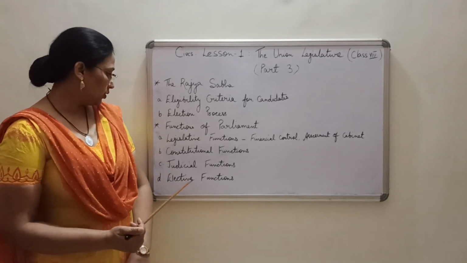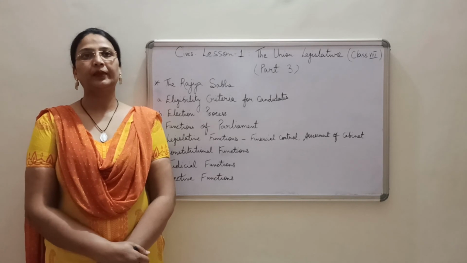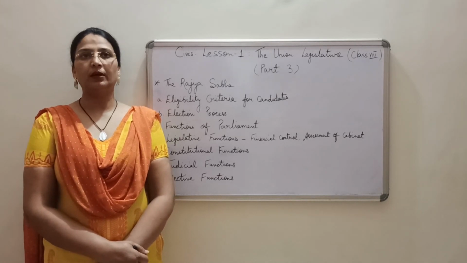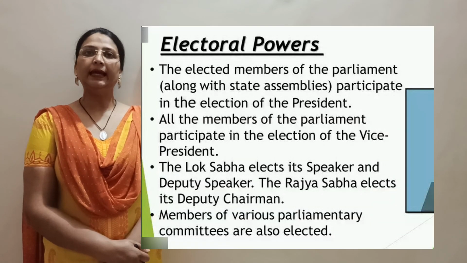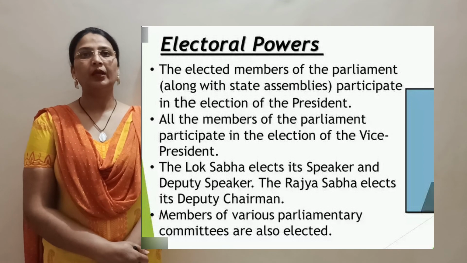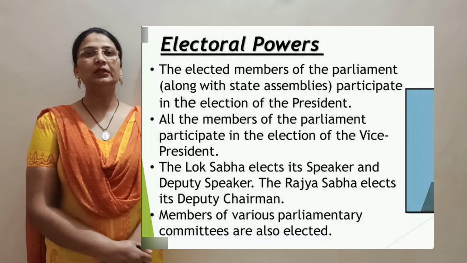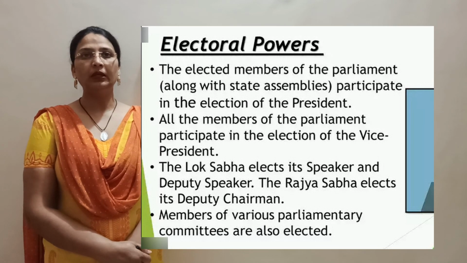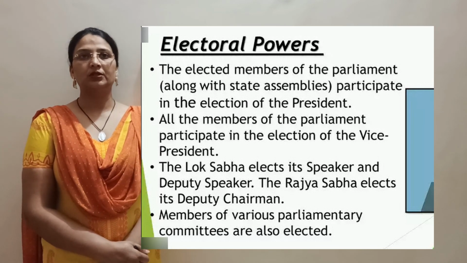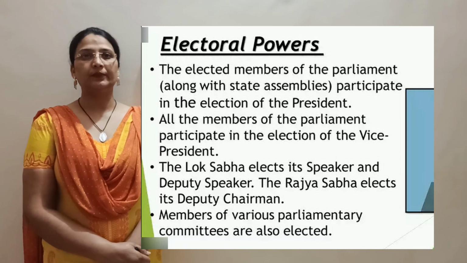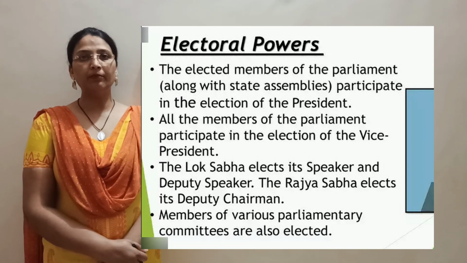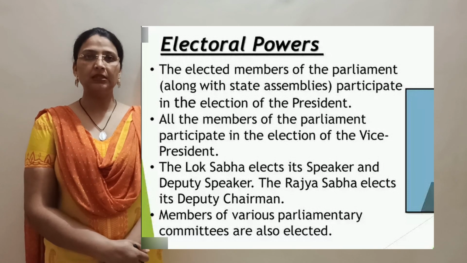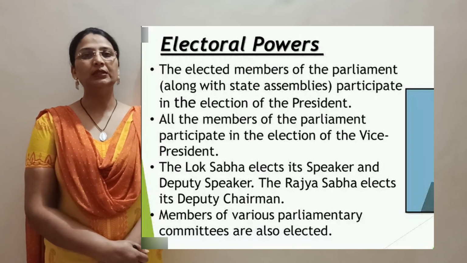Elective functions of the Parliament. Elected members of the Rajya Sabha and the Lok Sabha constitute the Electoral College for the election of the Vice President, along with elected members of the State Legislature. They form the Electoral College for elections to the office of the President. The elected members of the Parliament participate in the election of the President. All the members of the Parliament participate in the election of the Vice President.